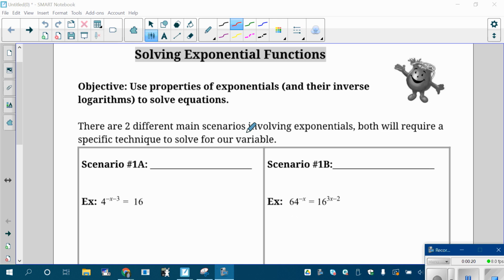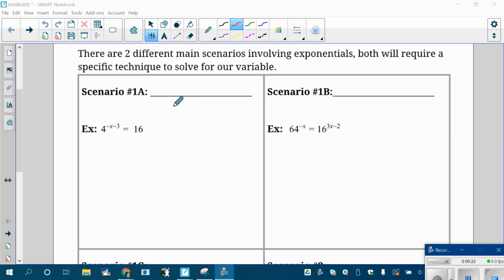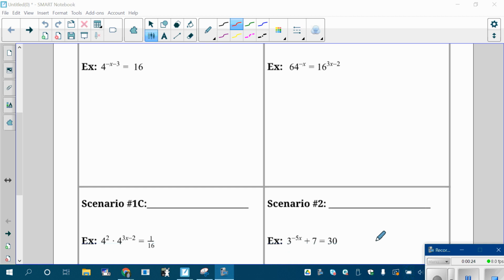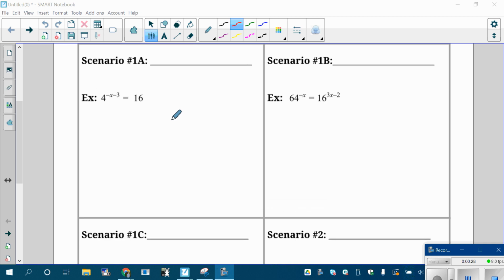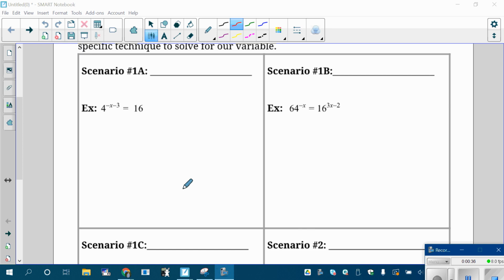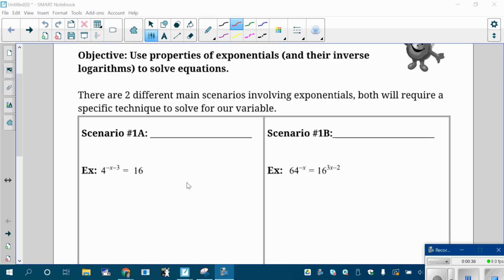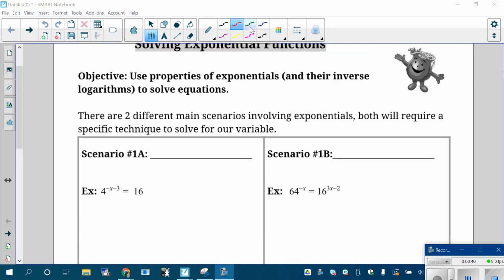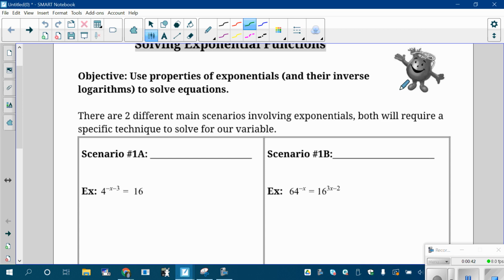There's really two different main scenarios, scenario 1 and scenario 2. The approaches for those two different scenarios are very, very different. And within scenario 1, you can think about little sub-scenarios that use different ideas. But basically, there's two big ways to solve exponential equations. Let's dive right in, and I'll come back to why the Kool-Aid man is chilling over here.